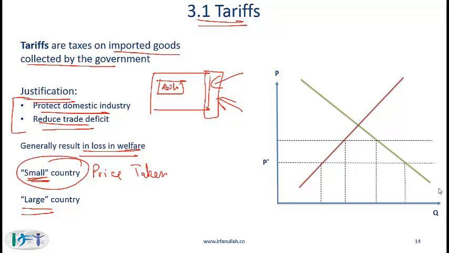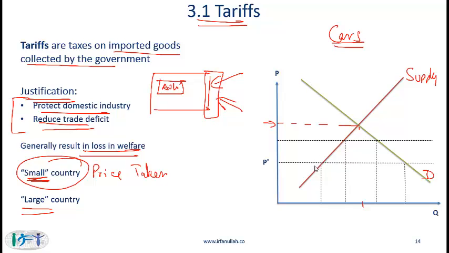What we are looking at here is the domestic demand of a small country, let's say for cars, and this is the domestic supply, again of cars. If we do not have any trade, then this would be the autarkic price, and this would be the autarkic quantity based on the intersection of supply and demand.